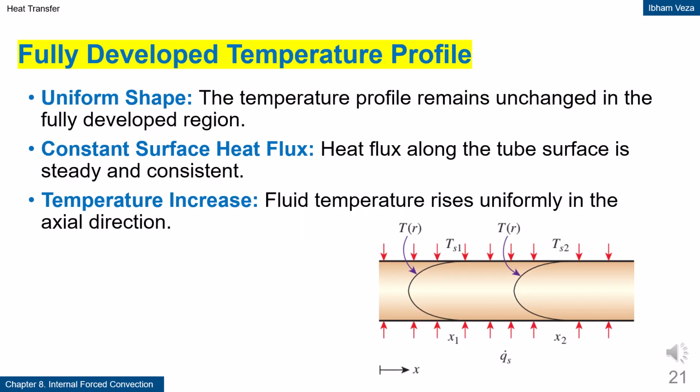Fully developed temperature profile. In the fully developed condition, the shape of the temperature profile no longer changes along the flow direction. Even though the shape remains the same, the mean fluid temperature continues to increase axially. This happens because the heat flux from the wall is constant. As a result, the entire temperature profile only shifts upward without changing its shape. This condition greatly simplifies the analysis of internal convection heat transfer.